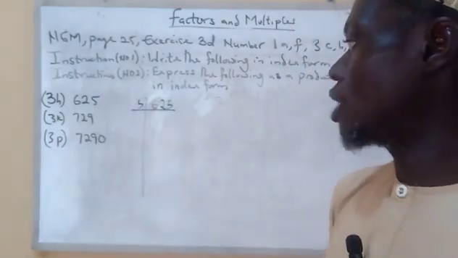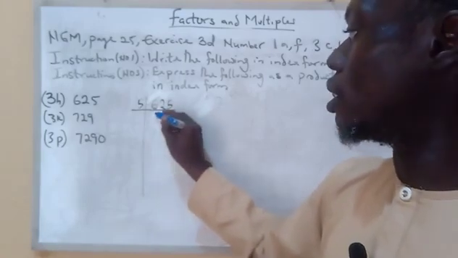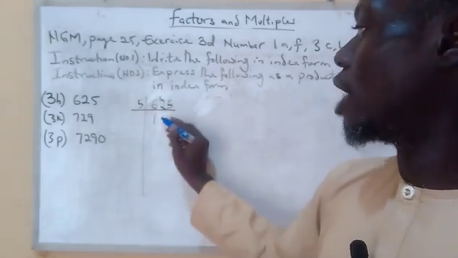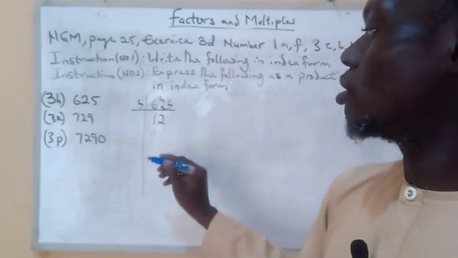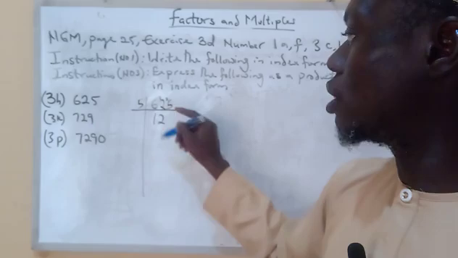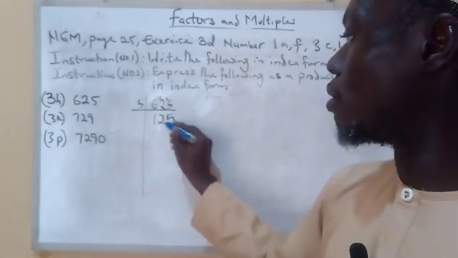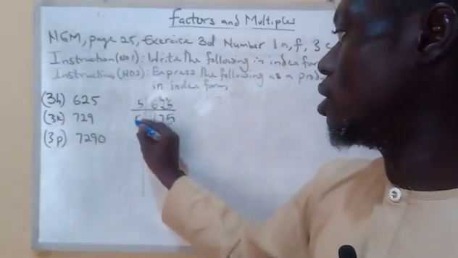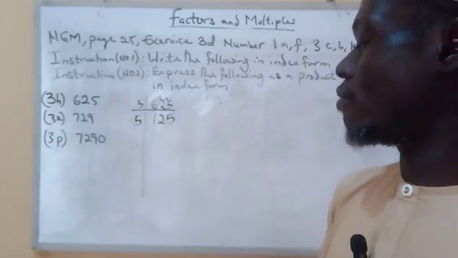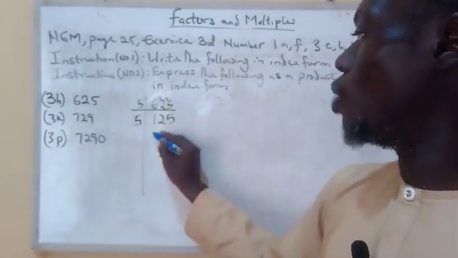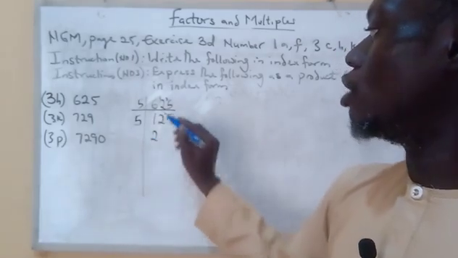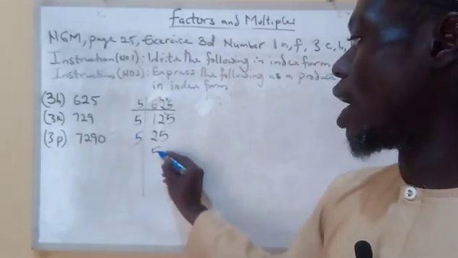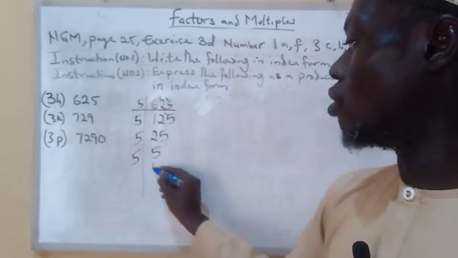So we say 5 in 6, 1. Remainder 1. 5 in 12 gives us 2, remainder 2. So in 25, we have 5. 5 can still divide it because these numbers still have 5 at the end. 5 in 25 will also give us 5. Then 5 in 5 will also give us 1.